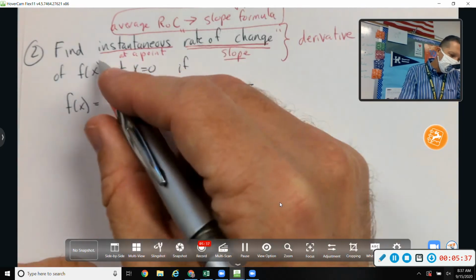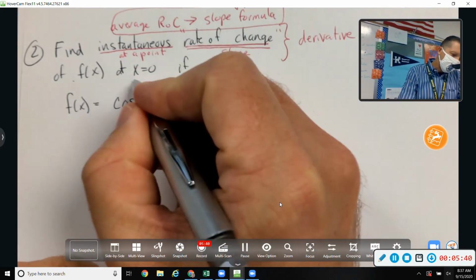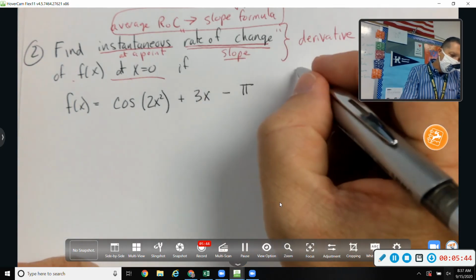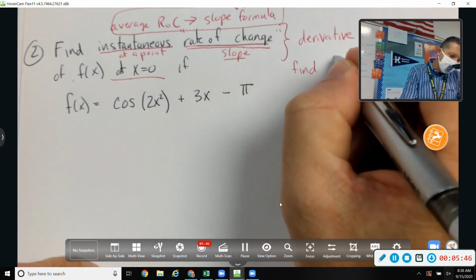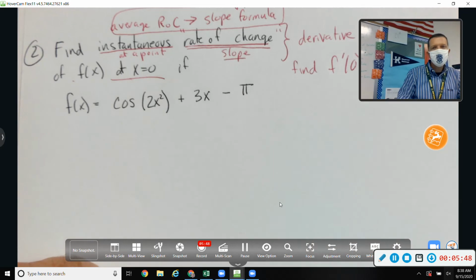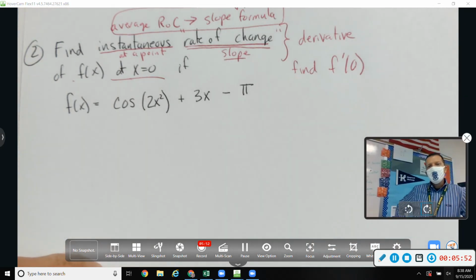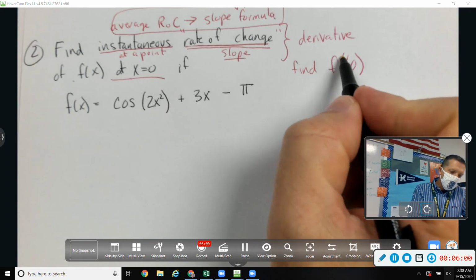Okay, so derivative of f of x at x equals 0. So that's a lot of words. What this thing's really asking is find f prime of 0. Again, this is AP test-like, where it doesn't just say find f prime of 0, it uses words to get you to do what it wants to do. So let's find the derivative, and then we'll plug in 0.